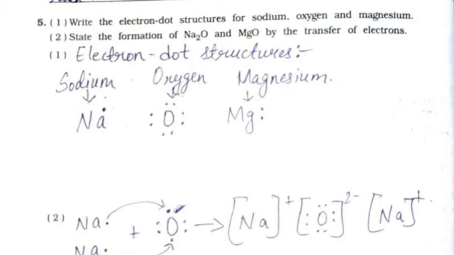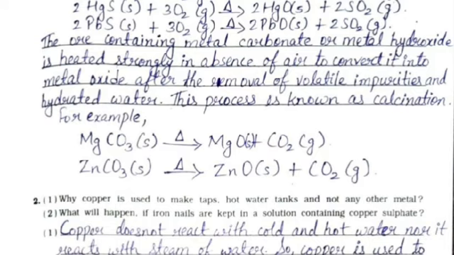Now, the ore containing metal carbonate or metal hydroxide is heated strongly in absence of air to convert it into metal oxide, after the removal of volatile impurities and hydrated water. This process is known as calcination. Now again the examples, the equation is given, so you can see from the video and complete it in your workbook.